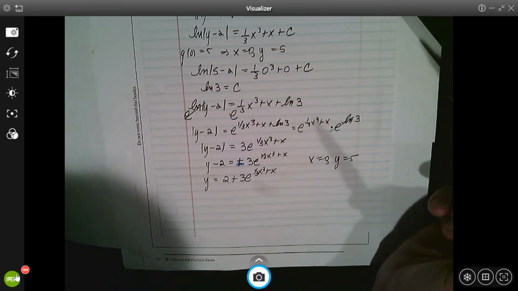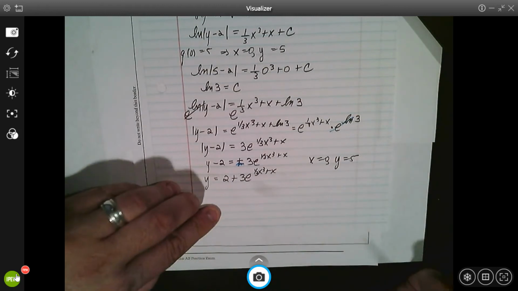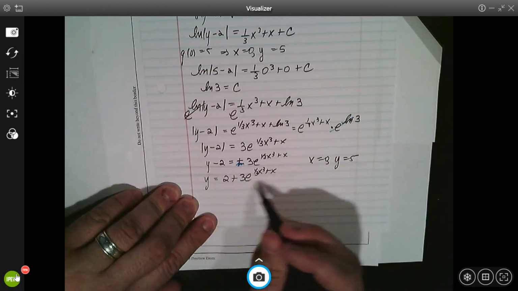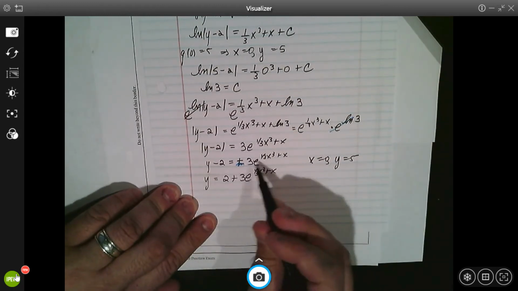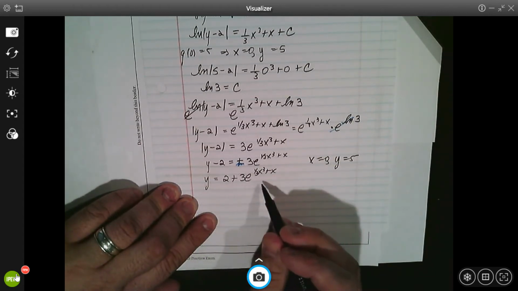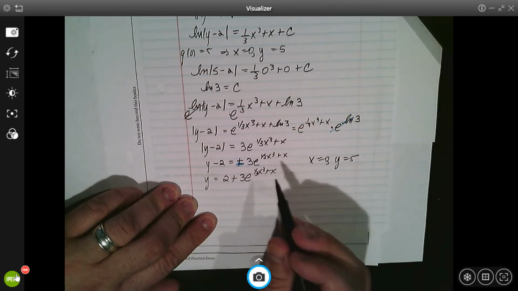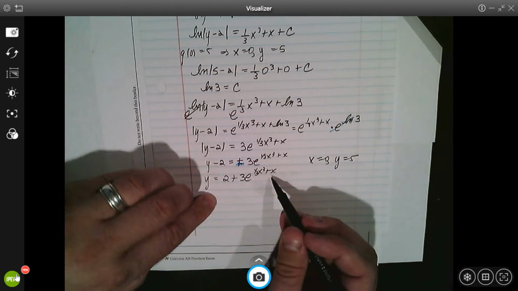And for those of you that want to ask questions about domain restrictions, always a good question. I'd look at this form. I'm not dividing by 0 anywhere. I'm not trying to take the square root of a negative number anywhere. I'm not trying to evaluate the natural log of 0 or a negative number. So no domain restrictions coming in here.